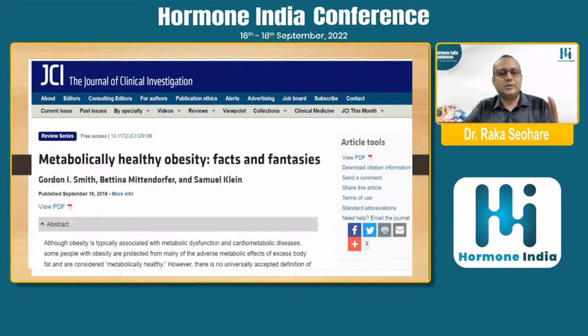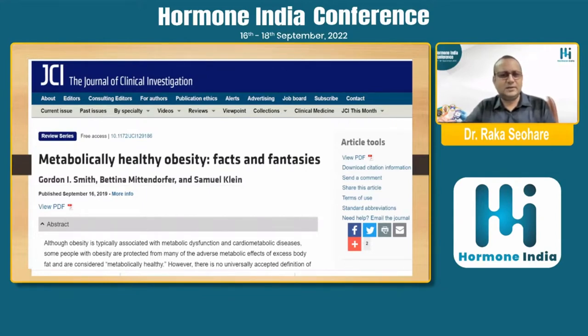It says that although obesity is typically associated with metabolic dysfunction and cardiometabolic diseases, some people with obesity are protected from many adverse metabolic effects of this excess body fat. And this is known as metabolic healthy obesity. We need to change the concept that every obese patient is a potential candidate, but there are changes, and this phase of transition happens because of set points, and these set points need to be properly and scientifically understood by all of us.